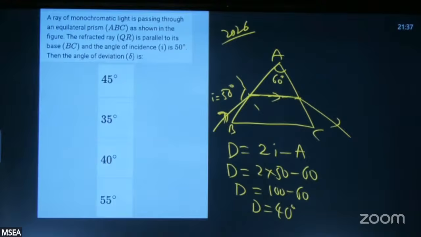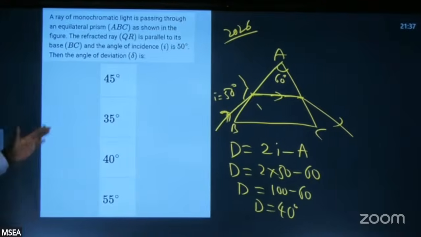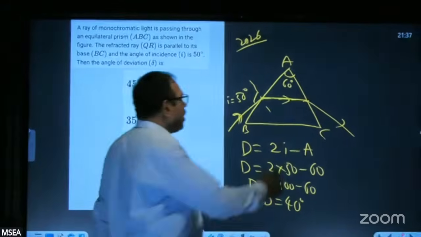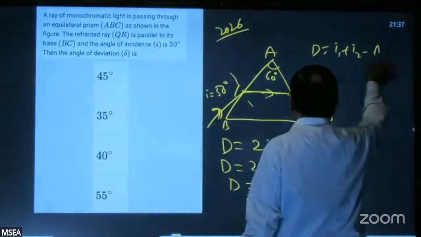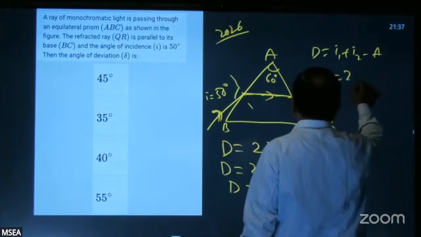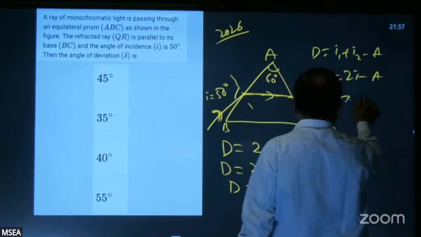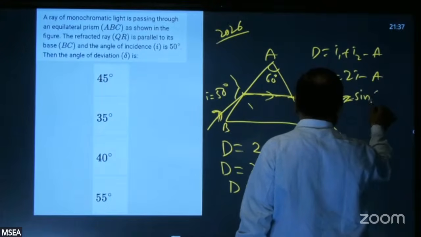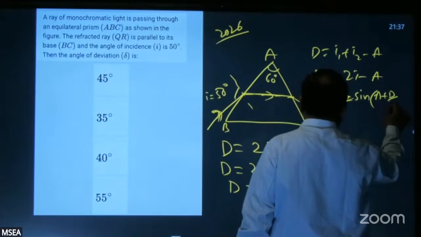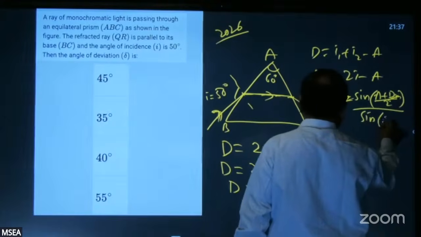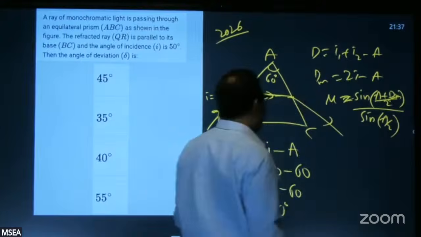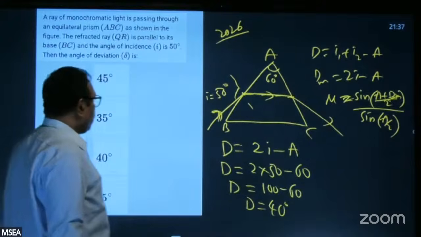Like that we can discuss this prism. The things you have to remember: deviation is equal to i1 plus i2 minus A, and the minimum deviation is 2i minus A, or mu is equal to sine of (A plus Dm) by 2 divided by sine of A by 2. These are the points you have to remember.